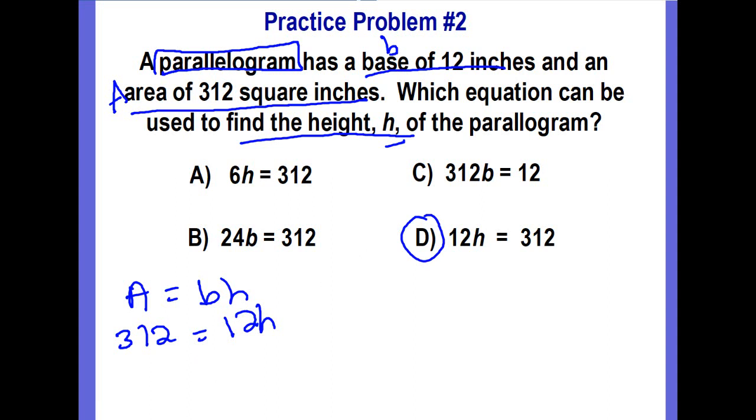It's answer D: 312 equals the base, 12, times the height. To solve this, if we actually needed to find the height, you would have a one-step equation and you'd have to isolate the h, which right now is being multiplied by 12, so you do the opposite, which is to divide by 12, and do that to both sides.